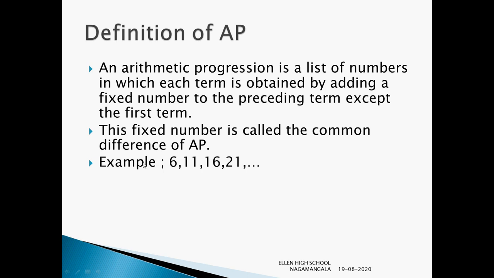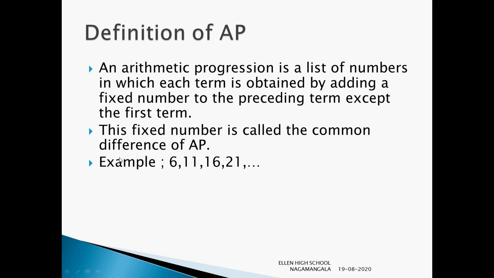See the example here, 6, 11, 16, 21. 6 and 16 are even numbers, 11 and 21 are odd numbers. But 6, 11, 16, 21 is following some pattern. We are going to study the patterns in AP. According to AP, 6 is the first term, so we add a fixed number to 6. That means 6 plus 5 is equal to 11. 5 is the fixed number here.